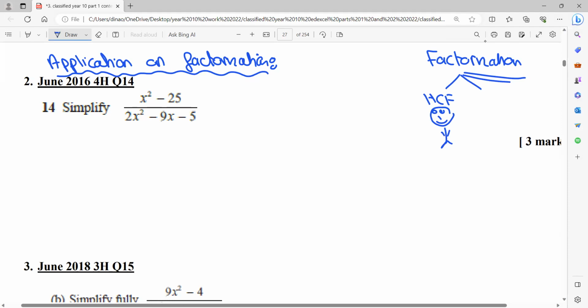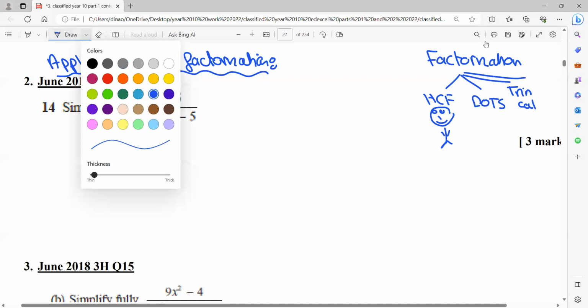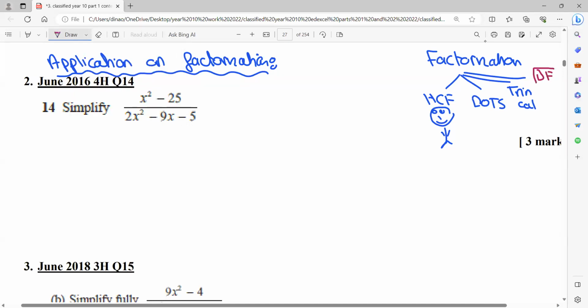Whenever a question says factorize, you always need to think about highest common factor. Then moving up to the difference of two squares, then the quadratic trinomial, which we did with the calculator, and then the DF questions, or what we call the double factorization. Now, how do I use factorization to solve these two questions?